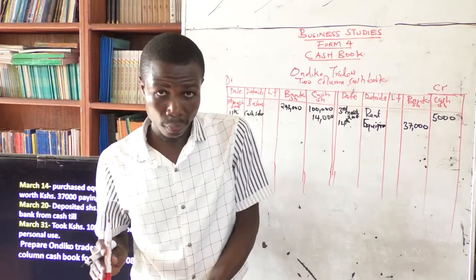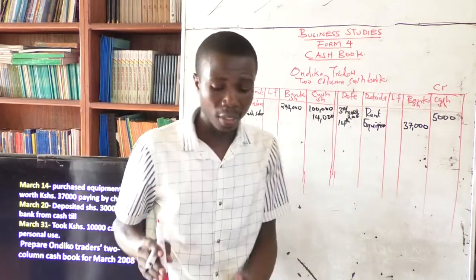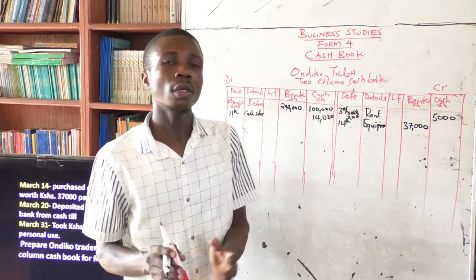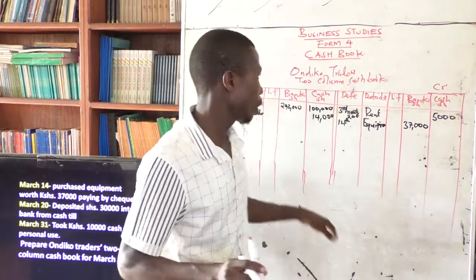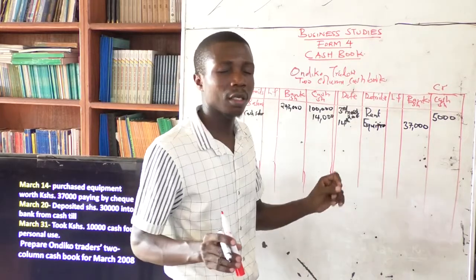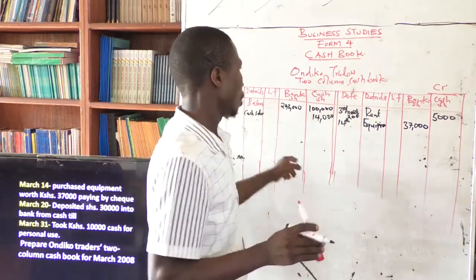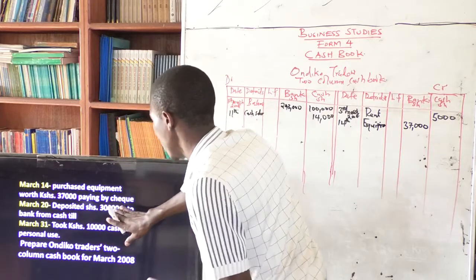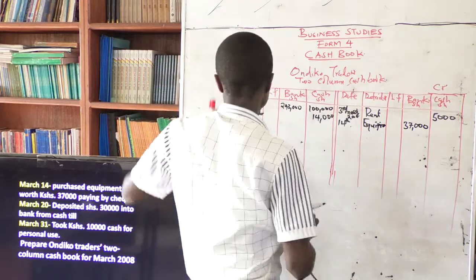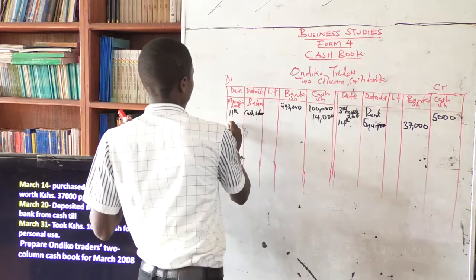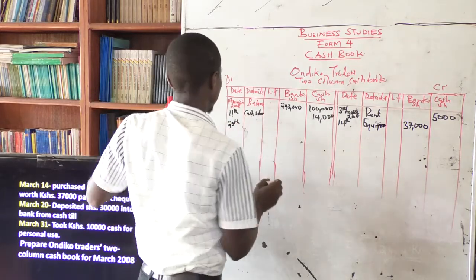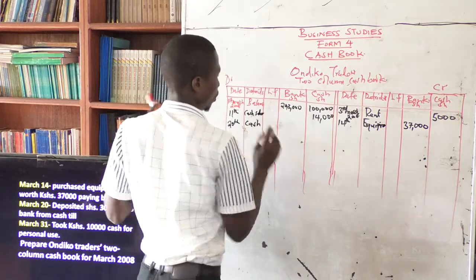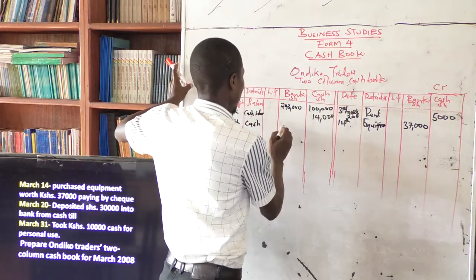Cash 10,000, for example, taken to the bank and deposited. So cash is being reduced on the credit side, but the bank is being increased on the debit side. That is known as a contra entry, and we always indicate it by writing C. So let's do it so that you understand. Cash deposited, 30,000 into the bank account, on 20th March. So this 30,000 is from cash and it went to bank.